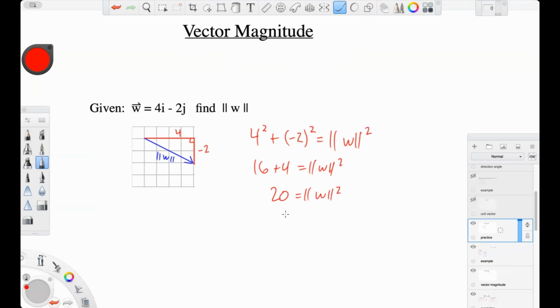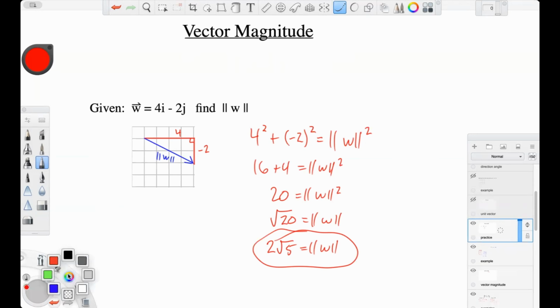We take the square root of both sides. We only want the positive value, so we get the square root of 20 equals the magnitude of W. And that's true, it is root 20, but we want to simplify this a little bit, so we'll get 2 root 5 equals the magnitude of W. And that's our final answer. That's the magnitude of W.